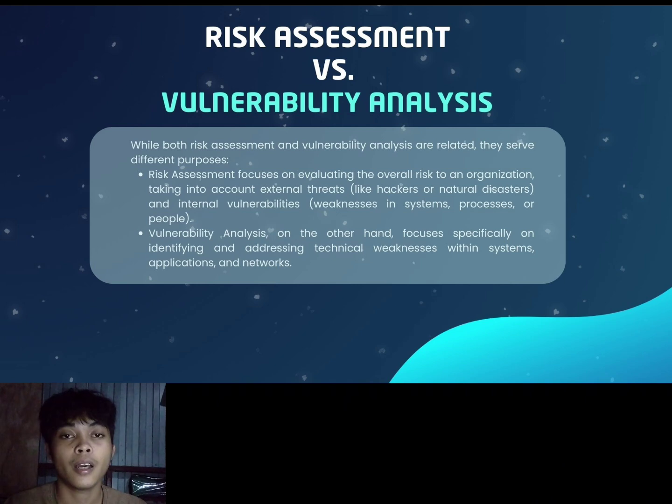Vulnerability analysis, on the other hand, focuses specifically on identifying and addressing the technical weaknesses within applications and networks. So, risk assessment evaluates the overall potential threats and vulnerabilities to an organization, considering external factors like hackers or natural disaster, and internal weaknesses like system flaws or human error. Vulnerability analysis, however, zooms in on identifying and fixing specific technical weaknesses in systems, applications, and networks to prevent exploitation.